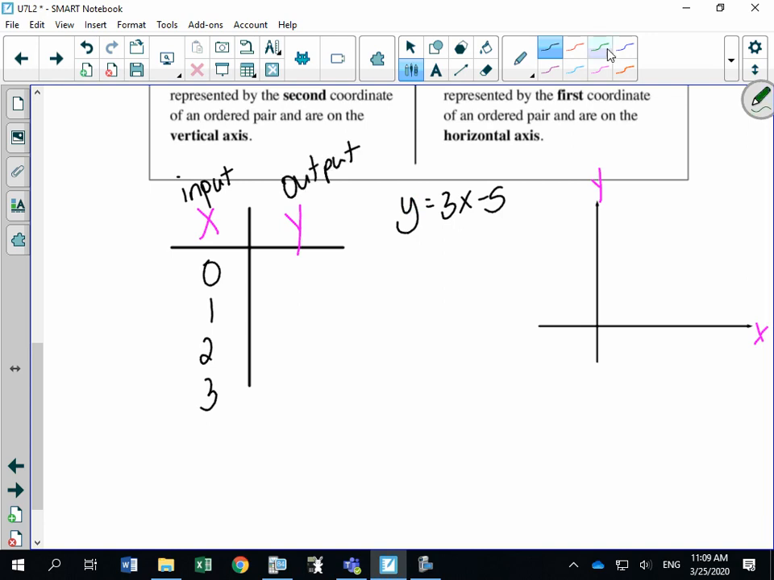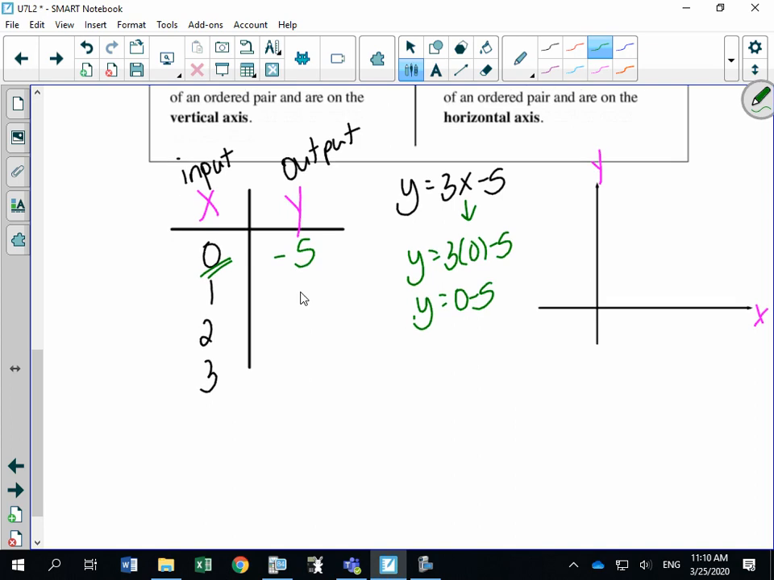So I'll show you what I mean. Let's input 0 here. What would my output y be? 3 times 0 minus 5. Y would be 3 times 0 is 0 minus 5. Y would be negative 5. That's my output. If I input 0, output is negative 5.